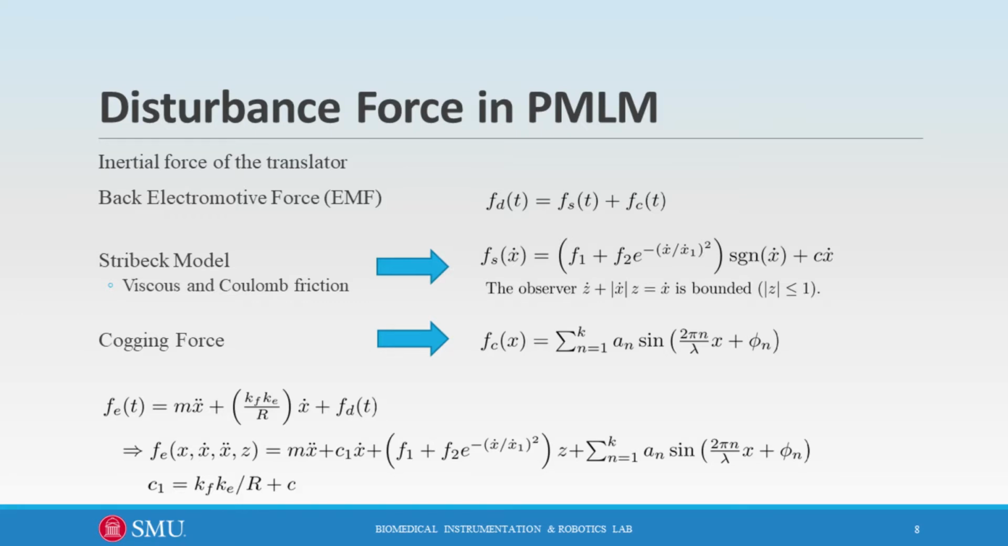And we can combine the effects of viscous friction with back electromotive force in our equation, and contract this kf ke divided by R plus c and simply represent it by c1. So the parameters in this equation are unknown, and they should be identified. We had a rough estimation for some of these parameters, such as viscous friction or the mass of the system, and we measured approximately the value of F1, but we didn't have much information about the cogging force, and we have to use a good initial guess if we want to use least square optimization for identification of this model.